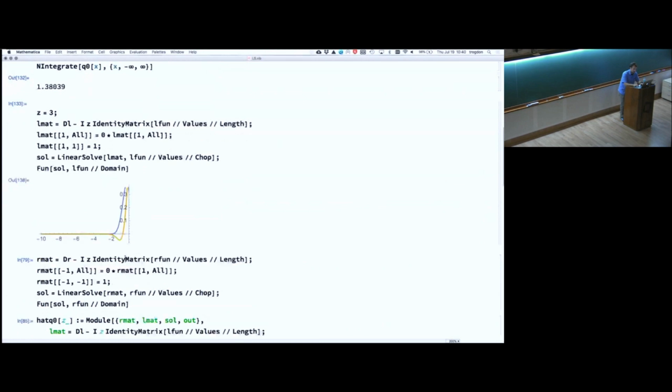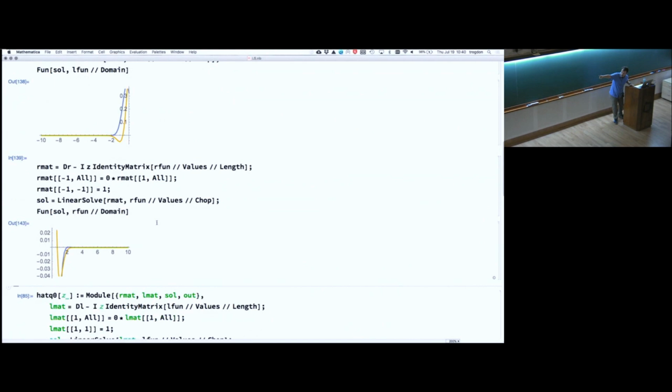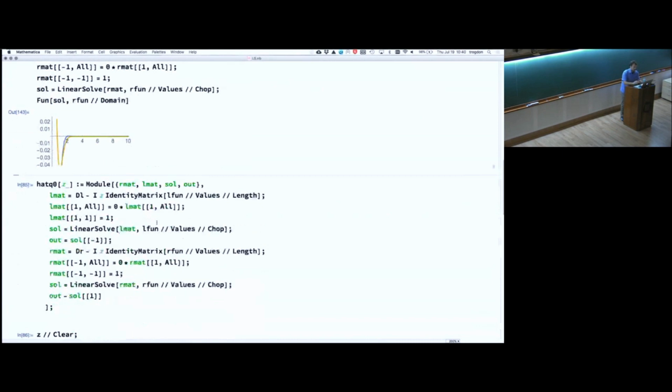All right, so I can do the same thing here and get the solution of the top differential equation over there that goes to 0 at plus infinity. Then what I have to do is plug in a value of z, solve the left one, solve the right one, take their difference, and compute the Fourier transform. That's what this is doing. This is just solving those ODEs in a function.